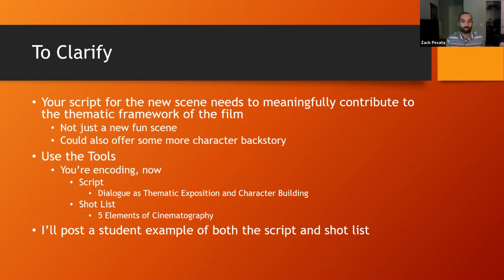So remember, use the tools. You're encoding now. You've been decoding all along. Now you're encoding. So encode the script with meaning, right? Again, dialogue is thematic exposition. Dialogue is character building. Plot is metaphor. And then your shot list, you know the 5 elements of cinematography, so utilize them in that shot list. How could you further contribute meaning through your shot list based on what you wrote in the script?